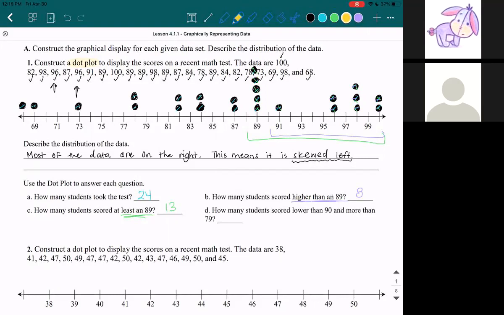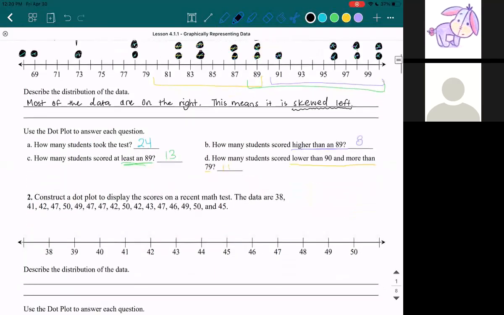And finally, last question is how many students scored lower than 90 and more than 79? So more than 79, so starting at 80, and lower than 90, so ending at the 89. So I'm going to count those. 1, 2, 3, 4, 5, 6, 7, 8, 9, 10, 11. 11 students. Okay, so if you have any questions, you can call me over, let me know. Otherwise, we're going to move on to the next example.